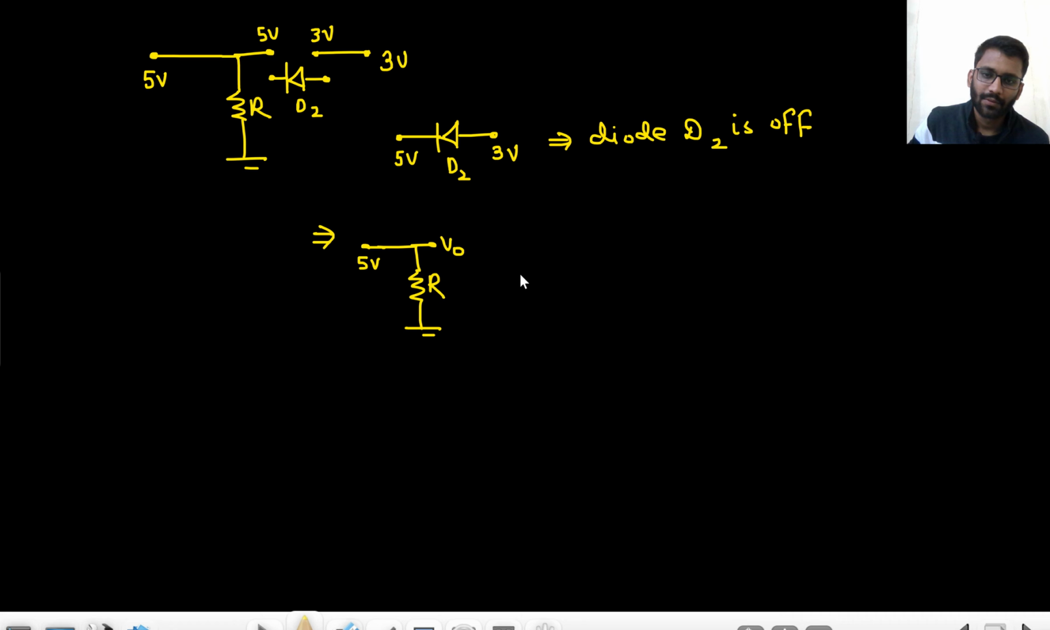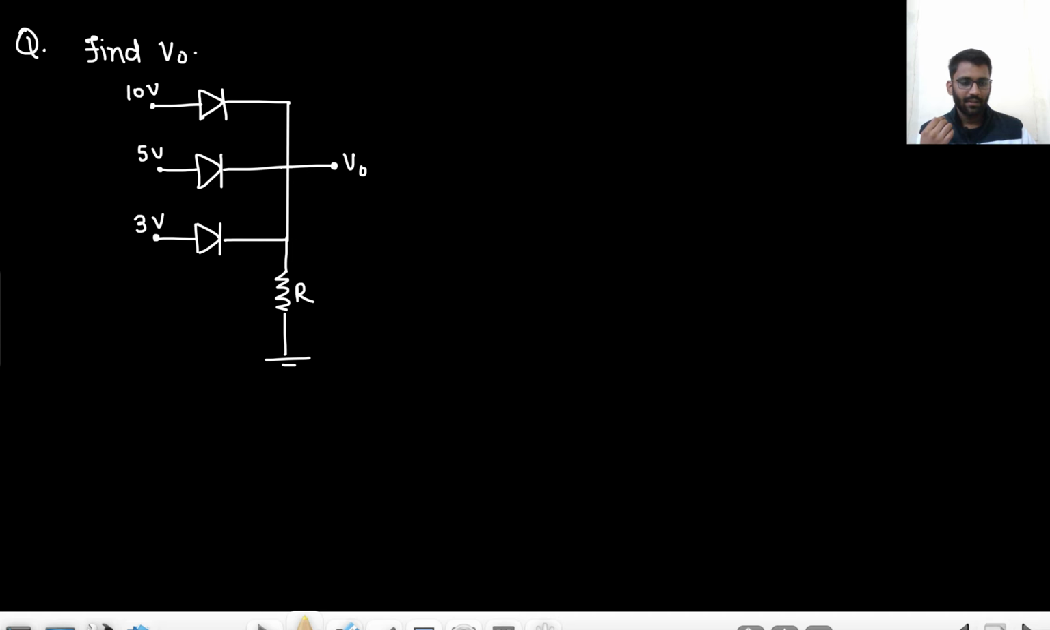So your V0 will simply be 5 volt. Are you getting this point? V0 is simply 5 volt. Got my point? Now solve this question on your own. You have to find the value of V0. Solve this question on your own.